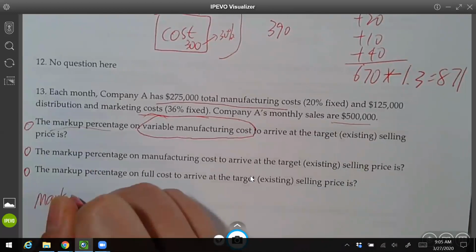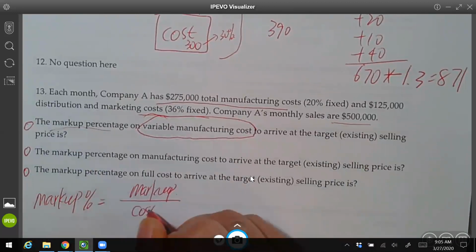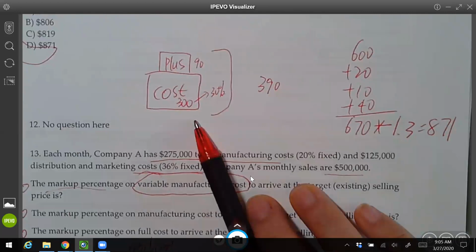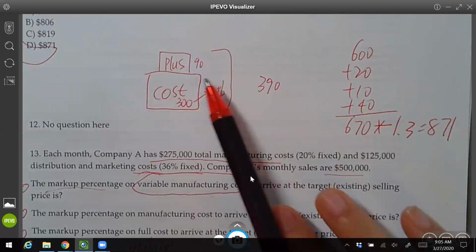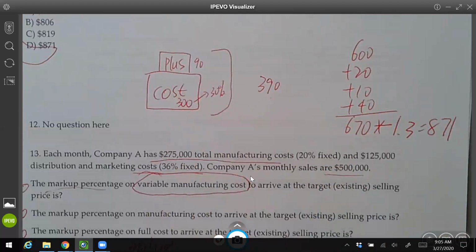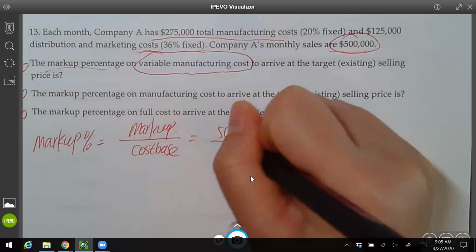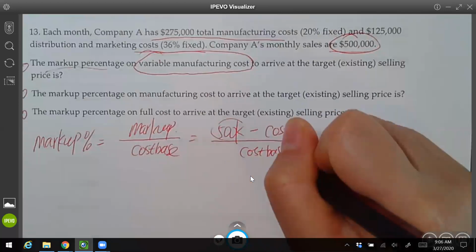Asking us for the markup percentage. Markup percentage equals what? Markup divided by your cost base. How do we get the markup? We said your cost is 300, you mark up 90, and you get your selling price of 390. If you already know the cost, the 300, and the selling price, 390, can you get the markup? Markup will be selling price minus the cost. So markup will be 500,000, selling price minus cost, divided by the cost base.